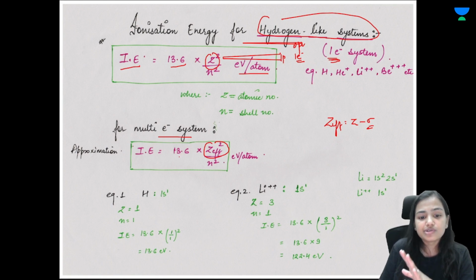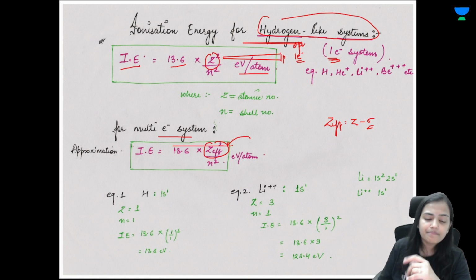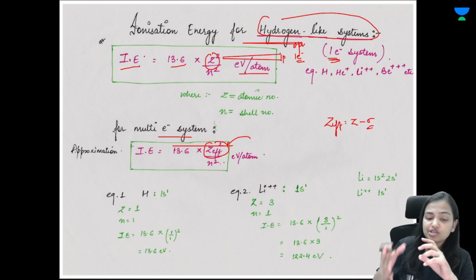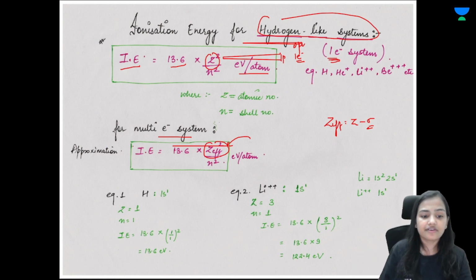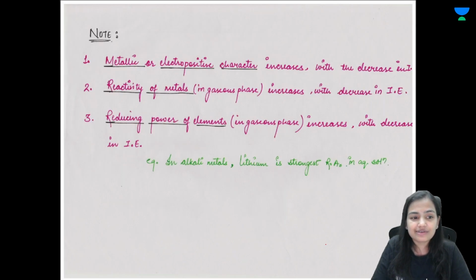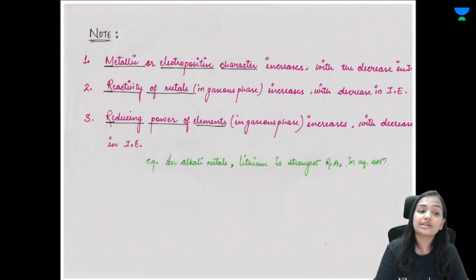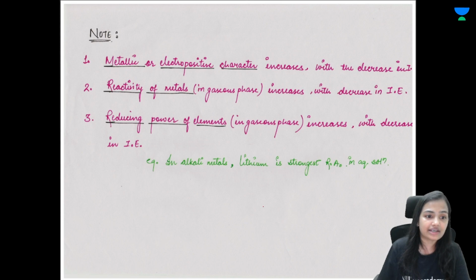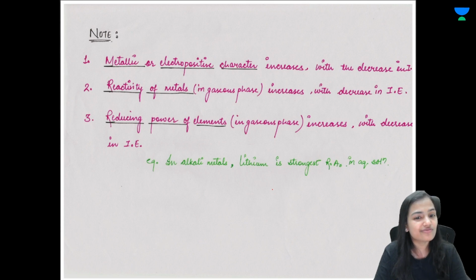So simple, you just put in the values of Z effective, which might be given to you in the paper, and N is the number of the shell in which the electron is present. If you put in the values, you will get your answer. So yeah, this is all. Here we covered the properties of ionization energy, and what the application of ionization energy is, how ionization energy affects other factors like metallic character, the reactivity of metals or the reducing power of elements, which I will be discussing with you in another lecture.